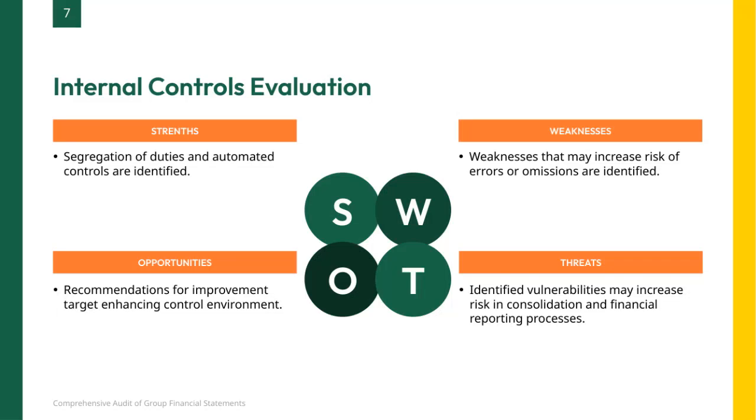When evaluating internal controls, one of the first things we look at is whether segregation of duties is properly implemented and if automated controls are in place. This helps prevent errors and fraudulent activities by ensuring no single individual has control over all aspects of a transaction. Next, we identify any weaknesses that might increase the risk of errors or omissions within the processes. Recognizing these gaps is crucial for maintaining accurate and reliable financial data. Based on these findings, we provide recommendations aimed at strengthening the overall control environment, making it more robust and effective.